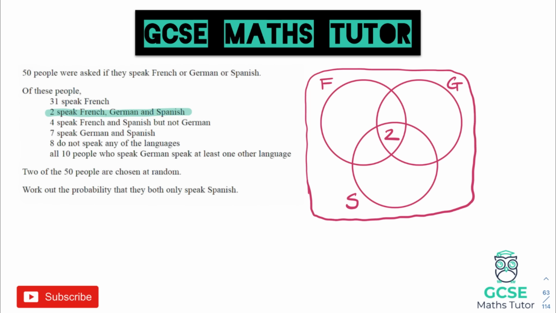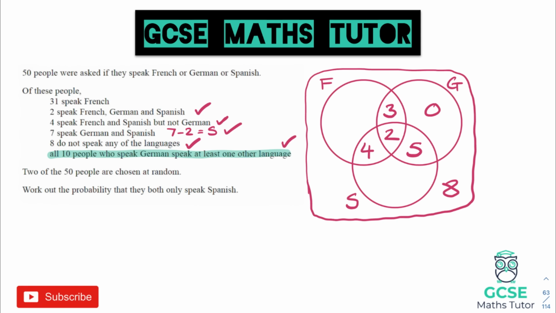So with one of these, you have lots of words. This particular one was a three-way Venn diagram. So you have to go through each statement, figuring out which numbers can be put in, and being very careful to look for the language. So this one here, we had a particular line that said 4 speak French and Spanish but not German, which allowed us to put it in straight away.